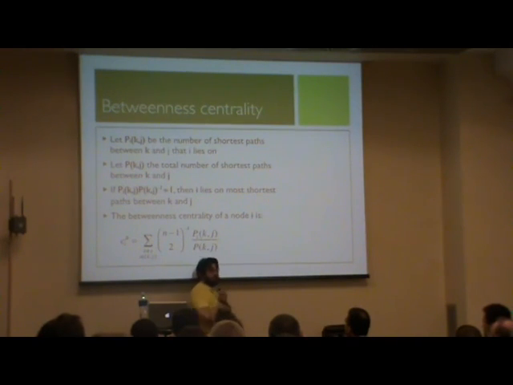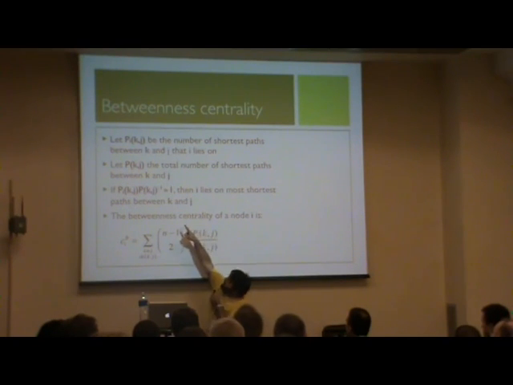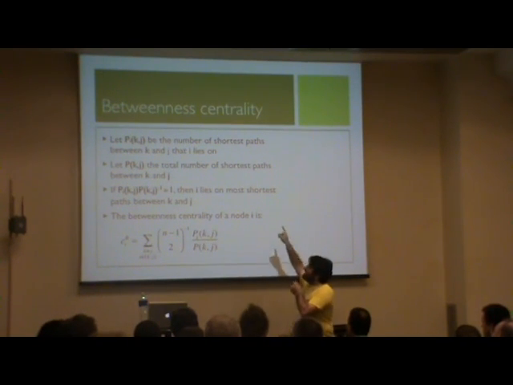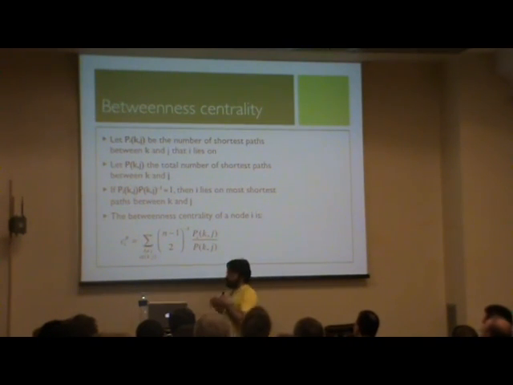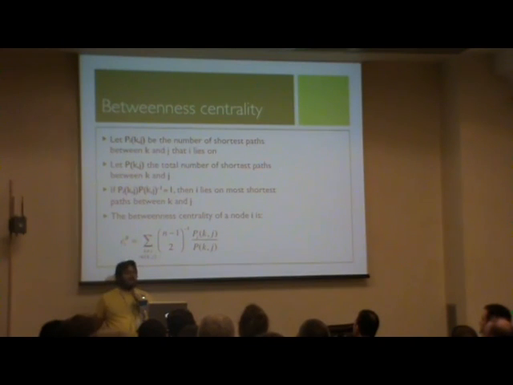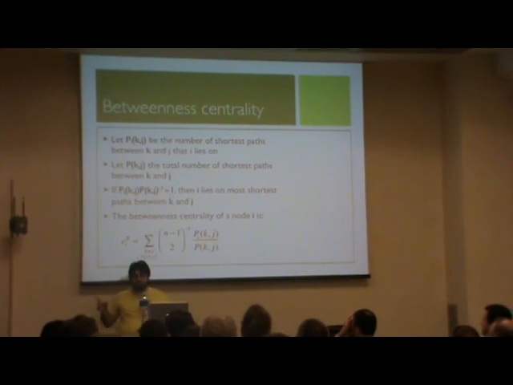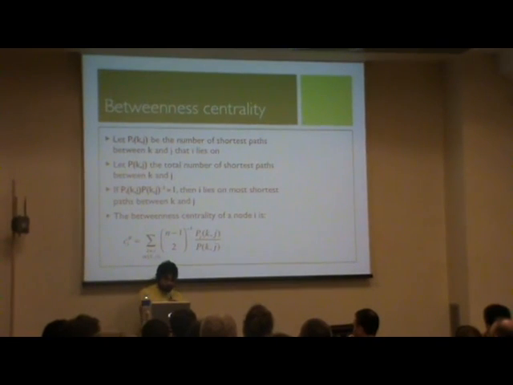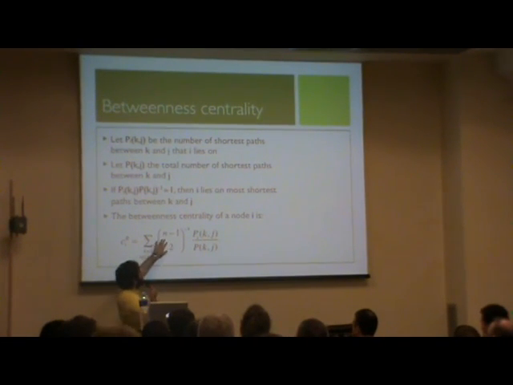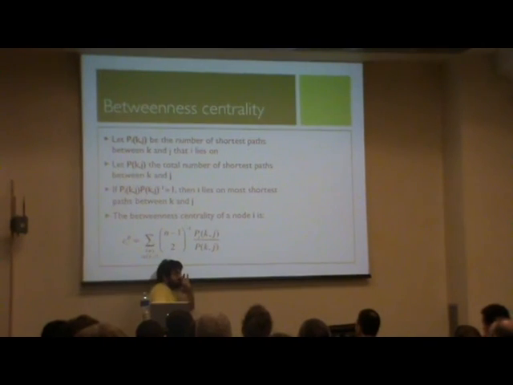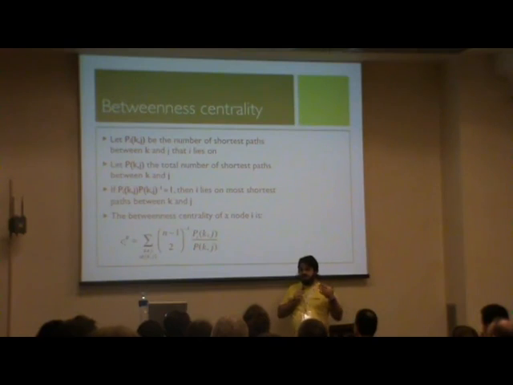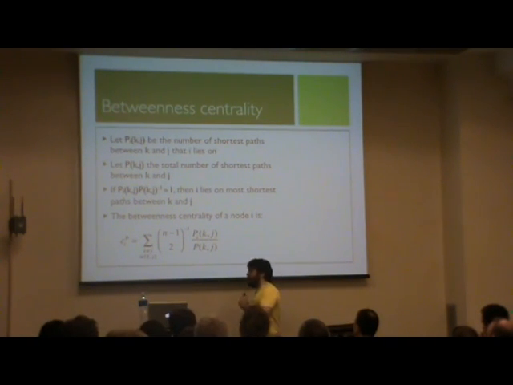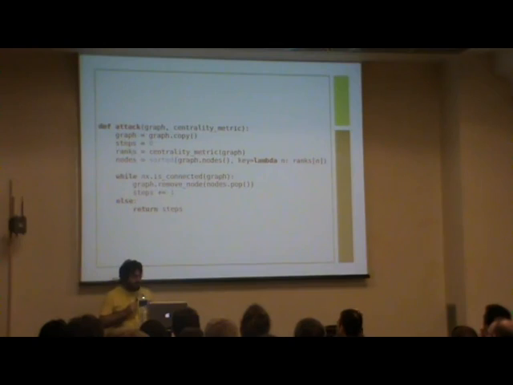σ_jk(i) is the number of shortest paths between k and j that lie on i, and without the i, σ_jk is just the number of shortest paths between j and k. So if i lies on most shortest paths between j and k, then i is very important to connect j and k. And this thing here is basically the betweenness centrality of a given node. I don't show you the code because it's already implemented in NetworkX. Though I'll show you another thing here.